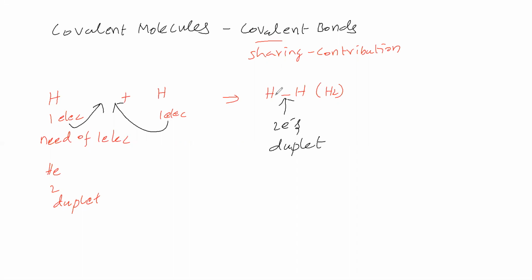Contribution means sharing only, no? Correct? So each hydrogen atom in this molecule has two electrons, the duplet configuration, therefore it is stable. In order to get a stable electronic configuration like duplet or octet, the atoms go for chemical reaction. Now your bond is produced. This bond is called a covalent bond. Therefore, this is a covalent molecule.